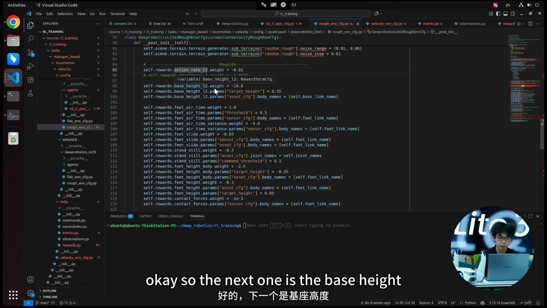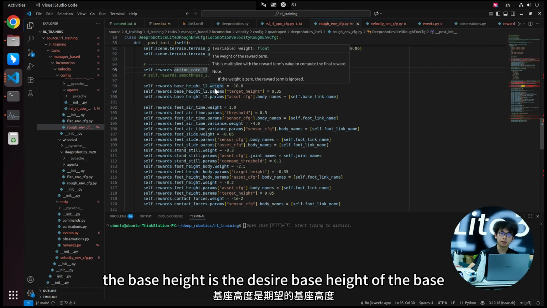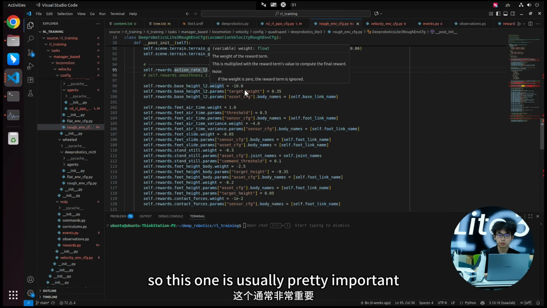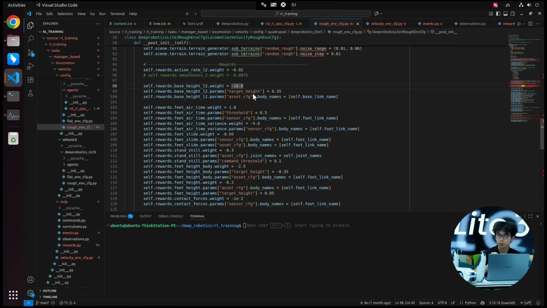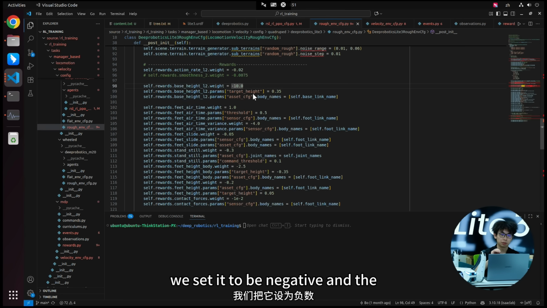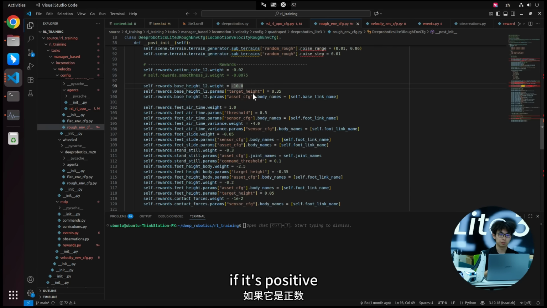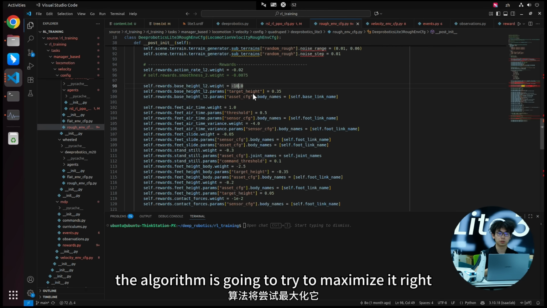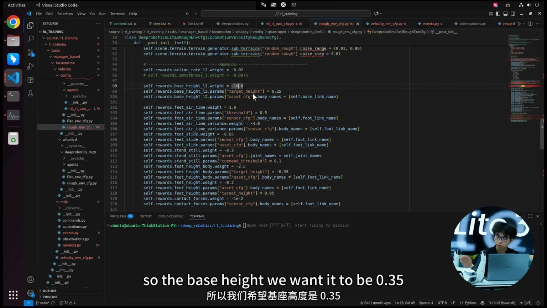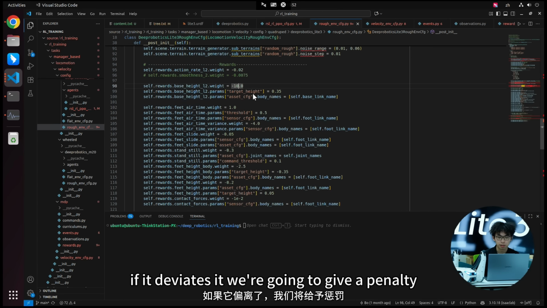Okay, so the next one is the base height. The base height is the desired height of the base. So this one is usually pretty important, so we set it to be 10. And another thing is that if the weight is negative, it means it's a penalty term. We set it to be negative, and the PPO algorithm is going to try to minimize it. If it's positive, the algorithm is going to try to maximize it, right? So for the base height, we want it to be 0.35. If it deviates, we're going to give a penalty.